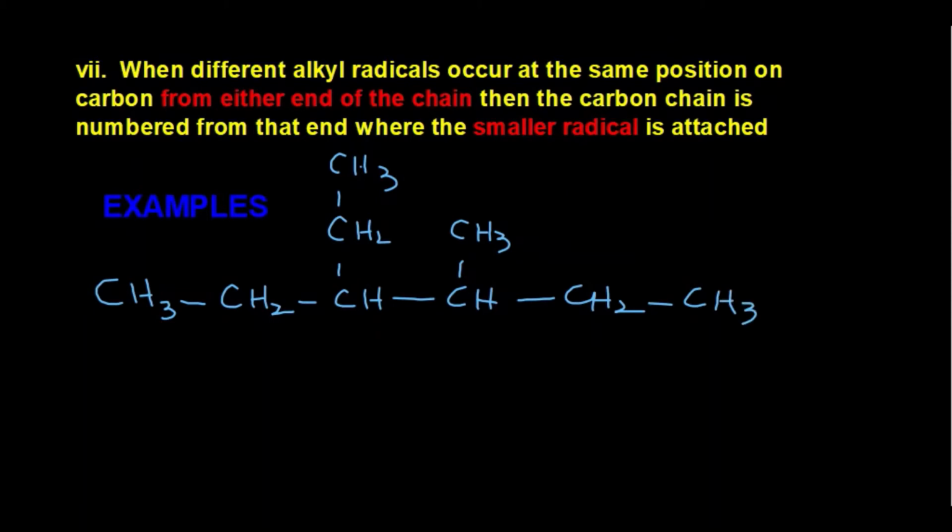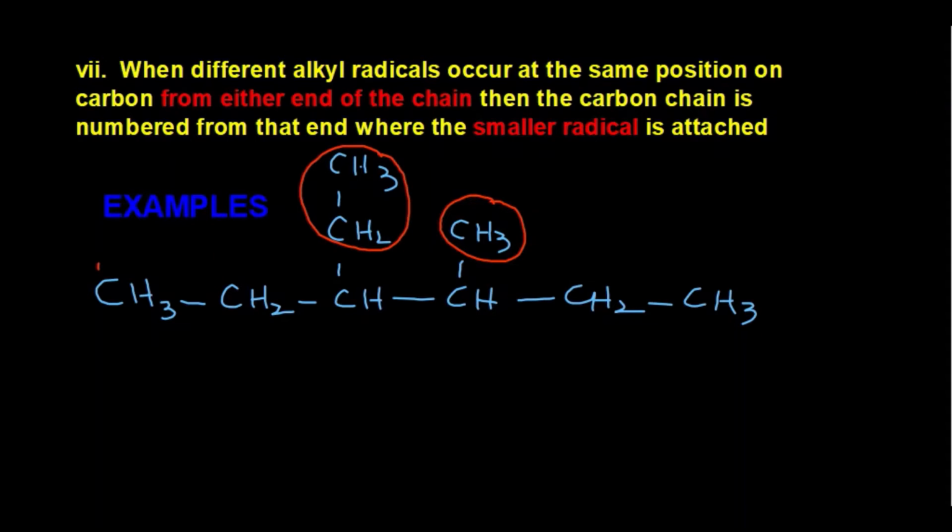Now, find the parent chain here. Obviously, this is a straight chain. It is the parent chain, right? And there are two radicals, 1, 2. So, we enclose the radicals in circles. This is the first radical made up of a single carbon, methyl. This is the second radical made up of two carbon atoms, ethyl.